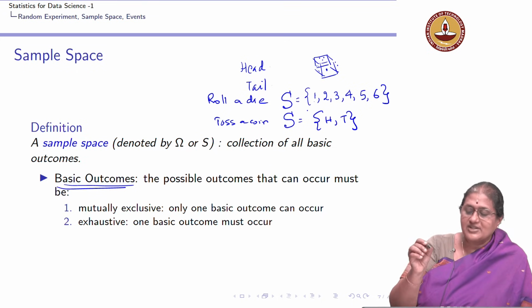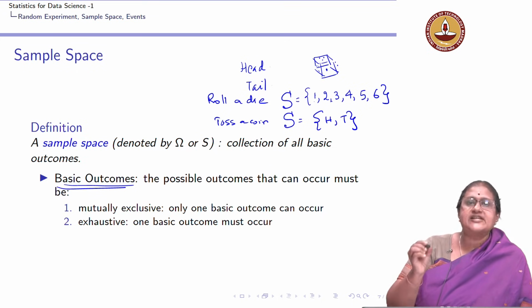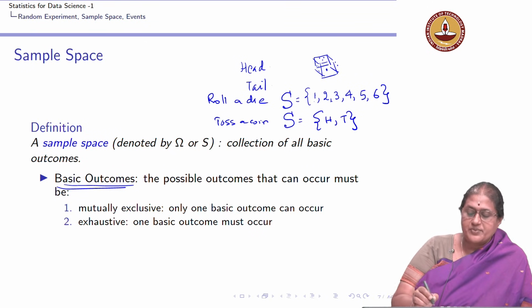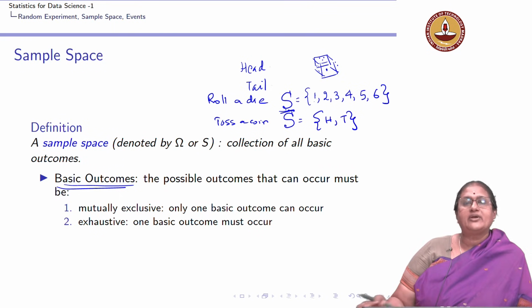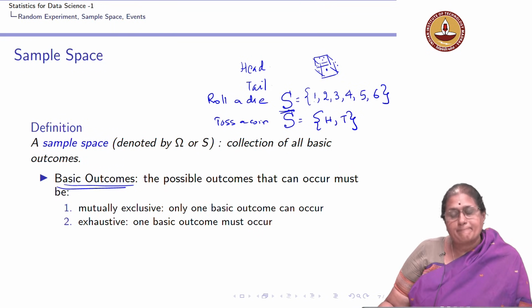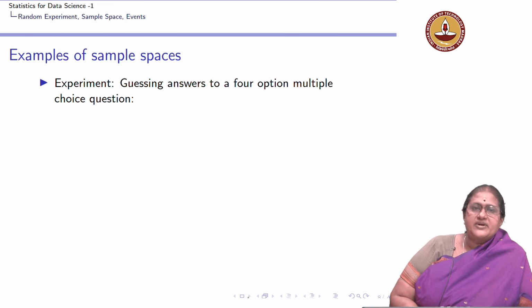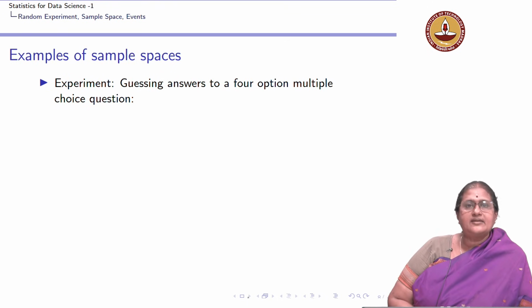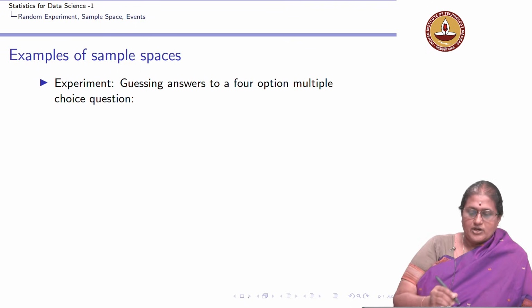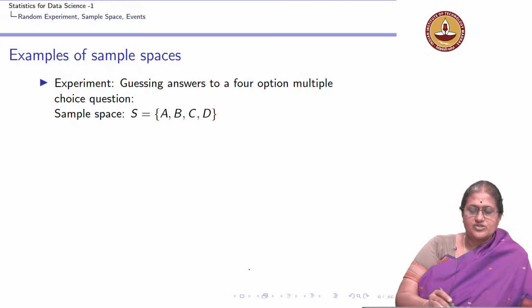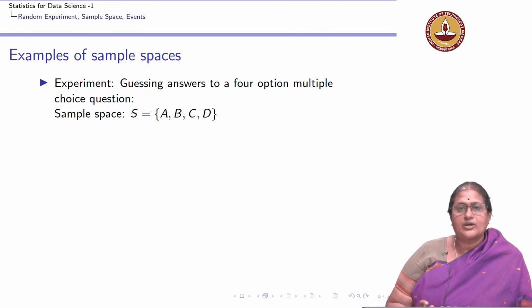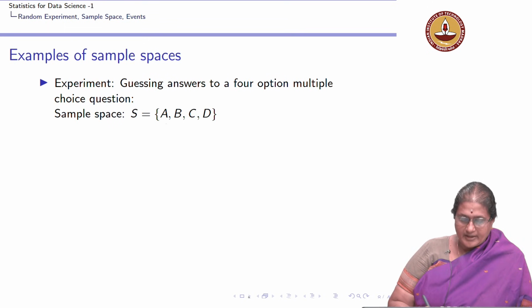So, this collection, or the set of all basic outcomes of a random experiment, is what we refer to as a sample space. Now let us go back to the experiments which we have seen earlier and represent them as sample spaces. Recall, a sample space is the set of all outcomes of my experiment. For guessing answers, I have 4 outcomes, so I represent S equal to {A, B, C, D}.